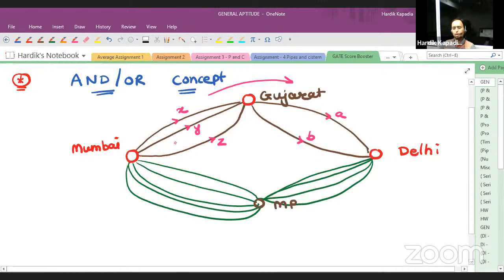Perfect. Okay. So there are 6 ways. Say for X, if you are taking the X route, then there'll be 2 options A and B. If you are taking Y, then there are 2 options A and B. And if you are taking Z, then there are 2 options A and B. So the total number of ways is 6. So now if you are taking this route, Mumbai to Delhi from MP, then how many ways?